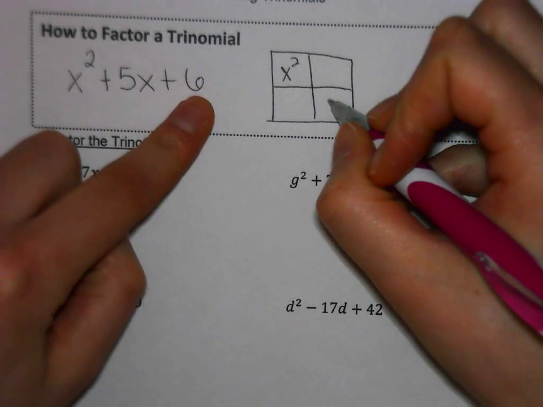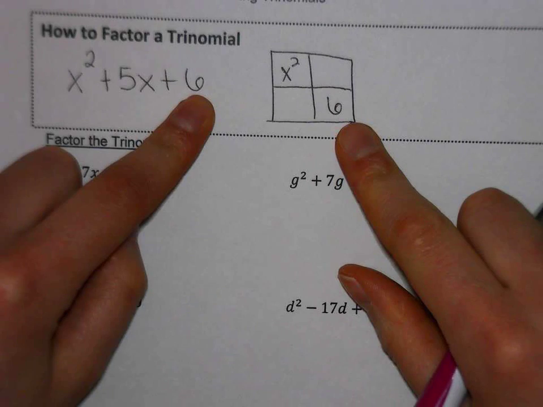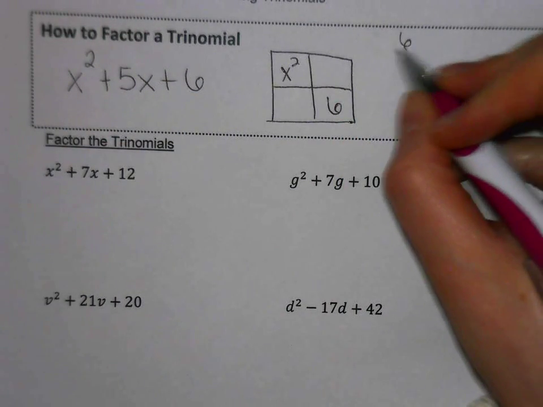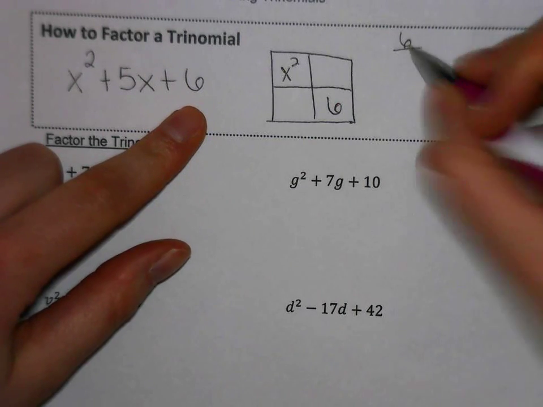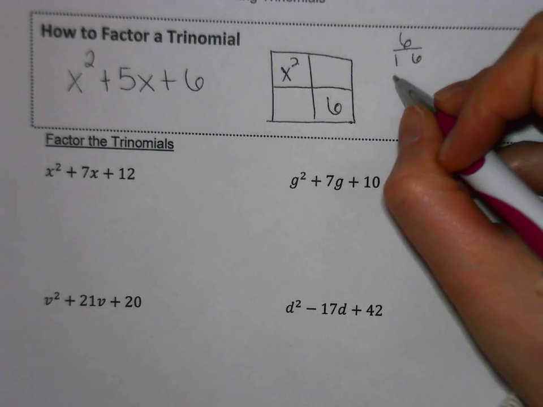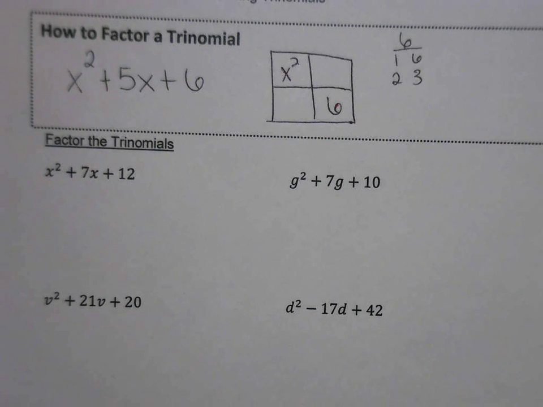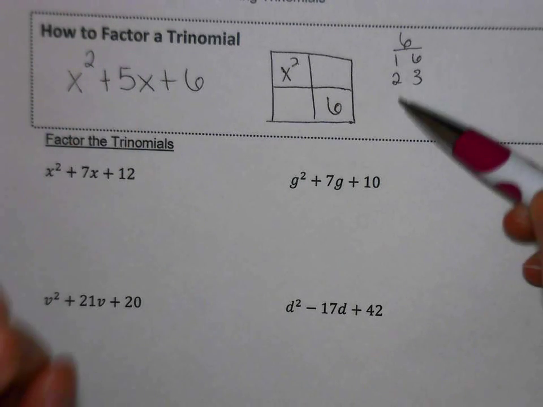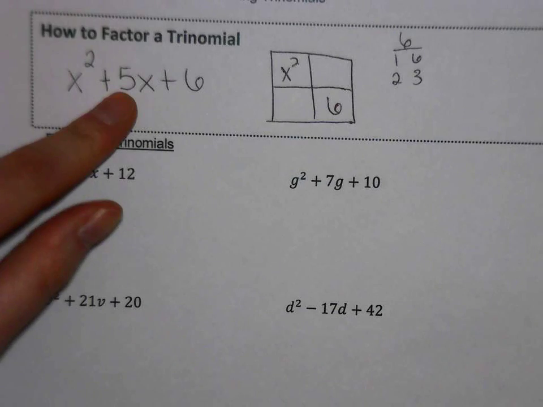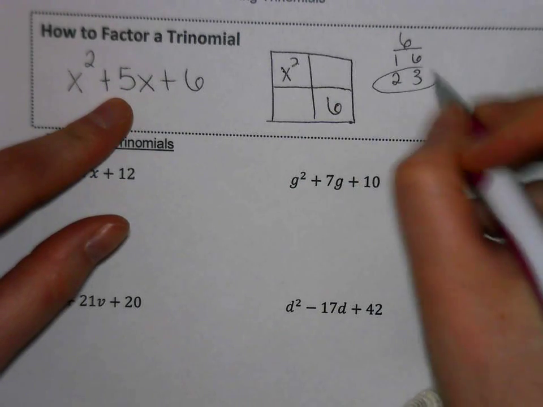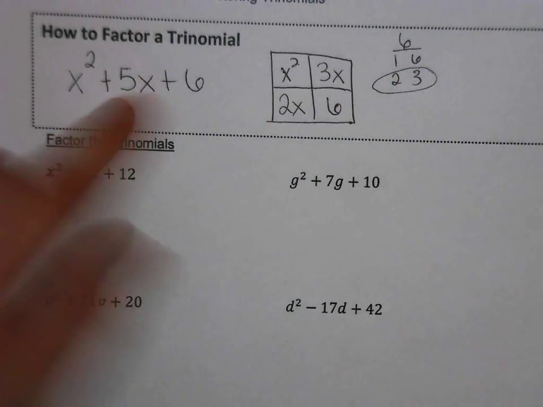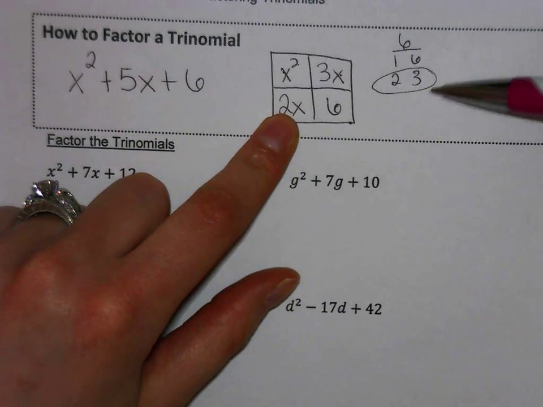Our last term goes in the last box on the bottom. So let's look at 6. What are all the factors of 6? We have 1 and 6, 2 times 3, and that's it. Once we factor 6, we want to see which grouping, 1 and 6 or 2 and 3, can get us to a positive 5x, which is the 2 and 3. So if I have 2x and 3x, 2x plus 3x equals 5x, and 2 times 3 is also 6.